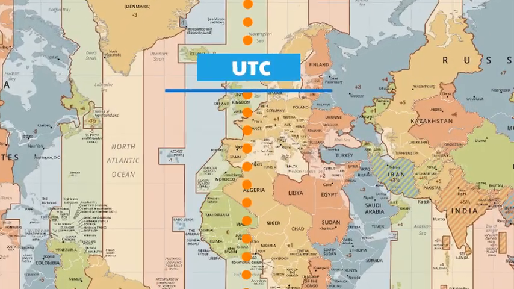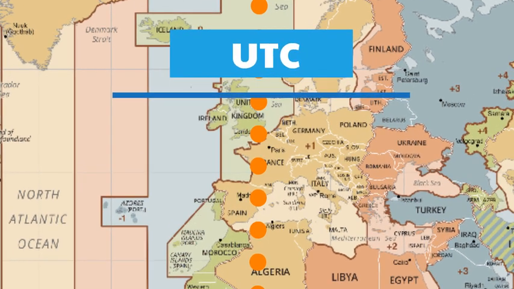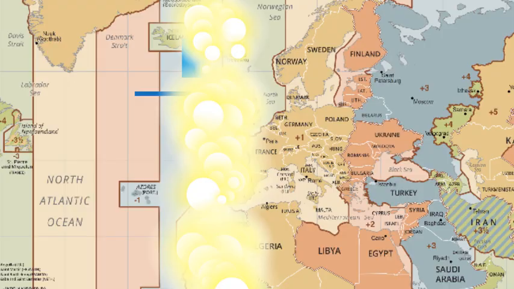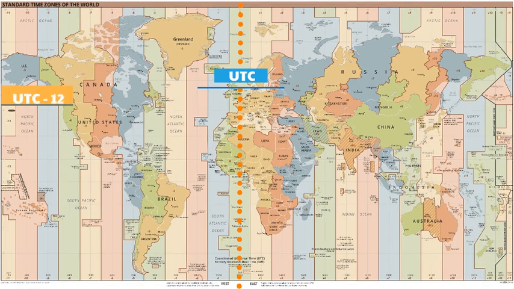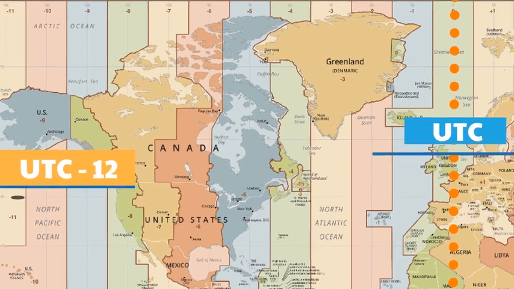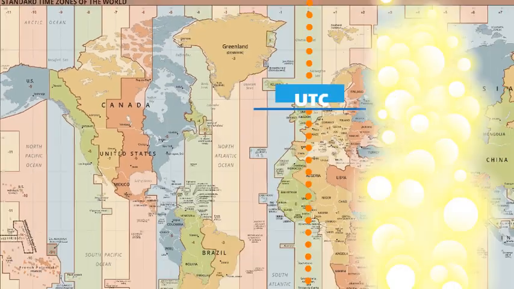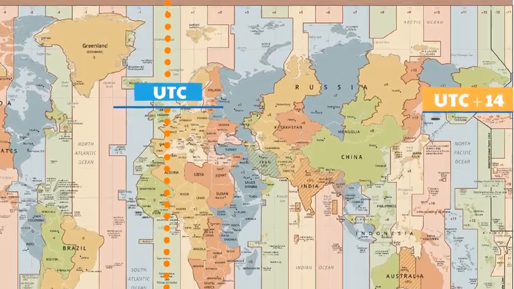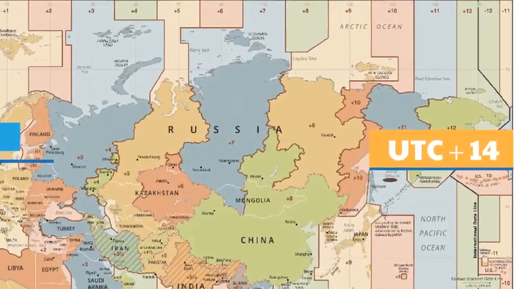UTC's starting point, the prime meridian, was determined to be the transit circle at the Royal Observatory in Greenwich, London. The westernmost time zone uses UTC-12, being 12 hours behind UTC. The easternmost time zone uses UTC+14, being 14 hours ahead of UTC.